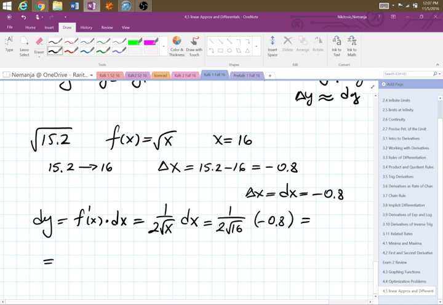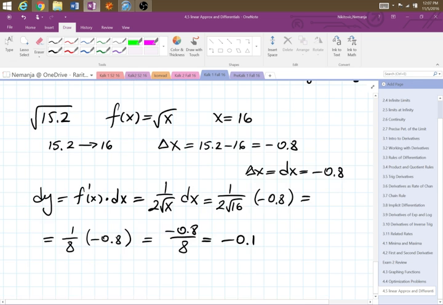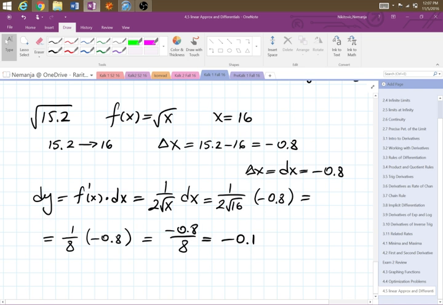This is 1 over 8 times negative 0.8, which is negative 0.8 over 8, which is negative 0.1. So I'm going to write here that dy is negative 0.1.